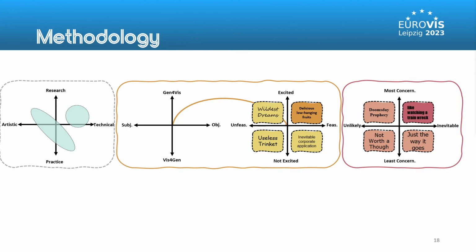To make it easier for the onboarding, we decided to name the different quadrants in these planes. And this is where the name of the paper comes from. So deliciousness: we're talking about delicious low-hanging fruits, which is how we call the quadrant for high excitement and feasibility. So applications that are both cool and accessible to do, maybe early. High excitement, low feasibility is wildest dreams. Feasible and unexciting are useless trinkets, and unexciting but inevitable are corporate applications. So things that would come out in the next Office package or the next Adobe package.